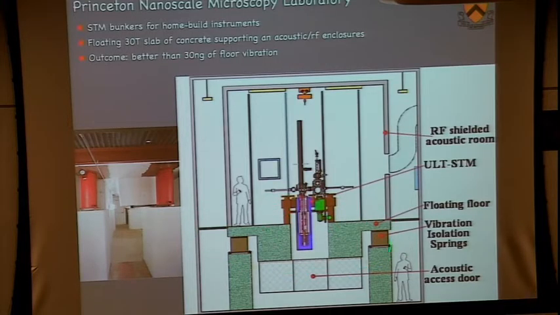Many places around the world now have these laboratories, where you take these instruments, which are sort of a bad marriage between low temperature physics, surface science, and a very ultra high vacuum environment, and you combine it with very low vibrations. Here this is just a giant mass on a spring.